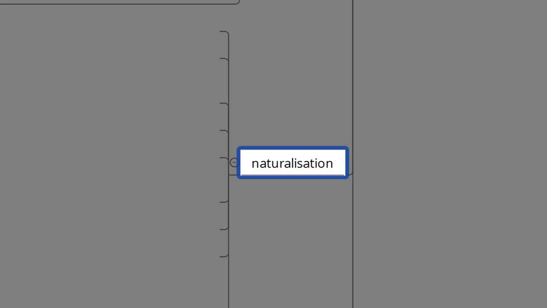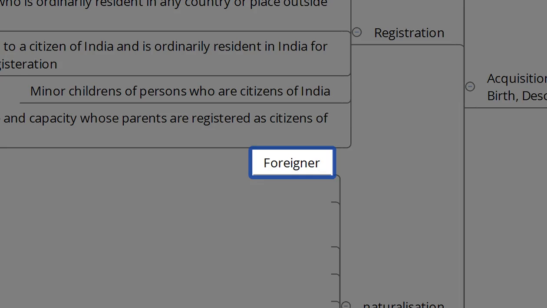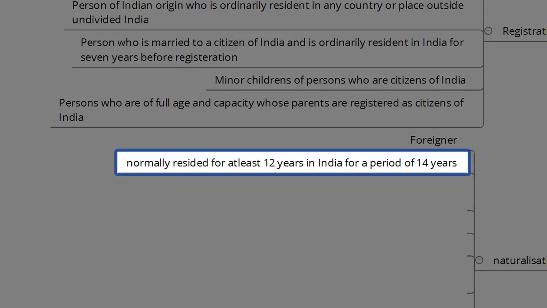And now let's see the naturalization method. This applies only to foreigners, that is, a person who is not of Indian origin. The person should have normally resided in India for at least 12 years, within a period of 14 years. That means that in the period of 14 years you should have resided in India for 12 years. That's what they are saying in this.